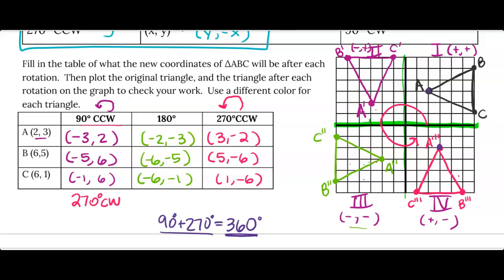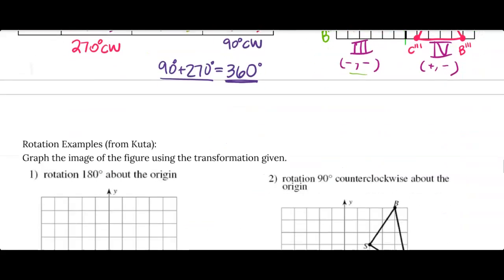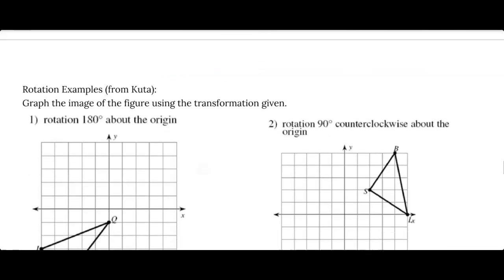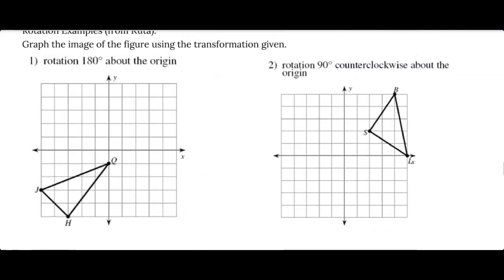And then 270 degrees counterclockwise is 90 degrees clockwise. So if you wanted to rotate it just 90 degrees, you could just go the opposite direction. Let's do a couple of examples and then we will do more in class on Tuesday. So rotation of 180 degrees about the origin.